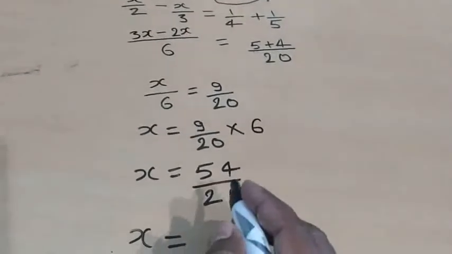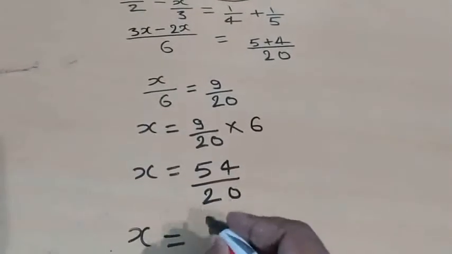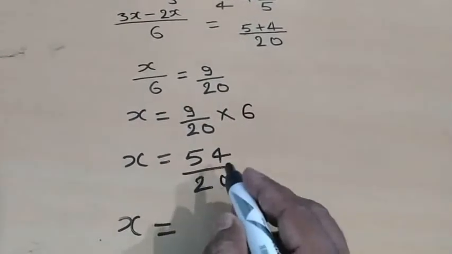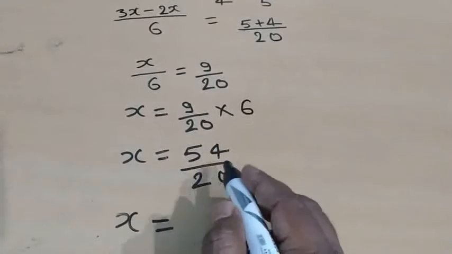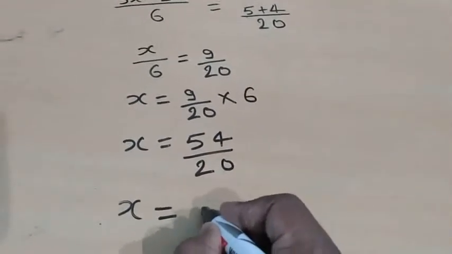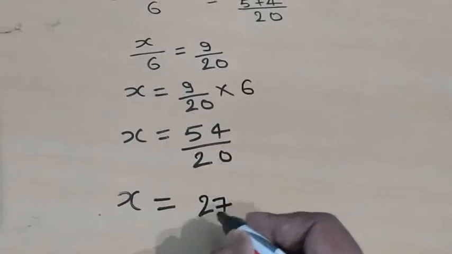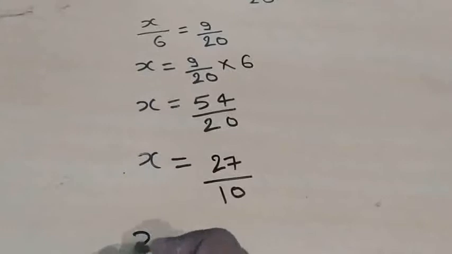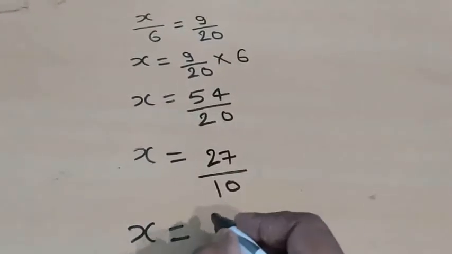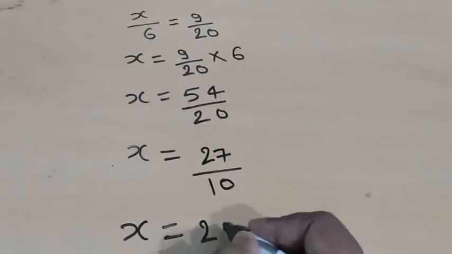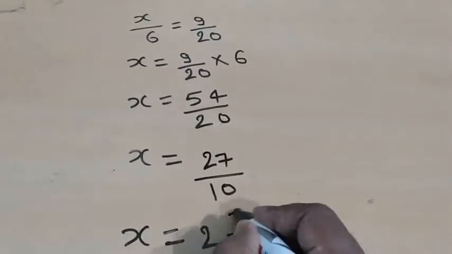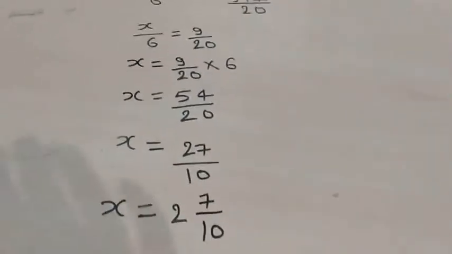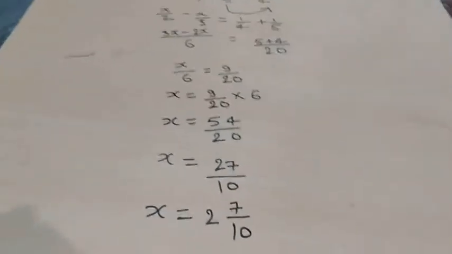Now simplify it. Dividing numerator and denominator by 2, we obtain 27 by 10. So the value of x is equal to, you can write, 2 whole 7 by 10. Okay, this is your solution.